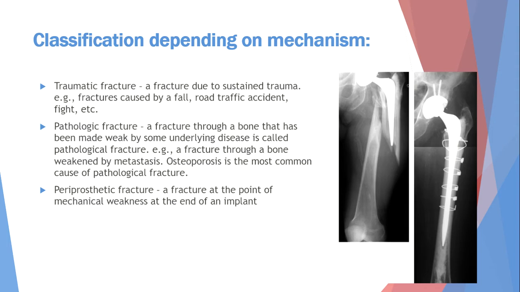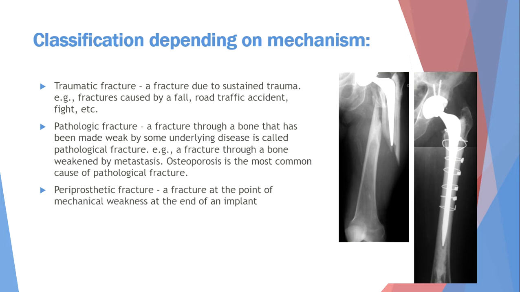Classification depending on the mechanism of trauma. First, traumatic fracture is a fracture due to sustained trauma. For example, fractures caused by a fall, road traffic accident, fight, etc. Pathologic fracture, a fracture through a bone that has been made weak by some underlying disease, is called pathological fracture. For example, a fracture through a bone weakened by metastasis. Osteoporosis is the most common cause of pathological fractures.